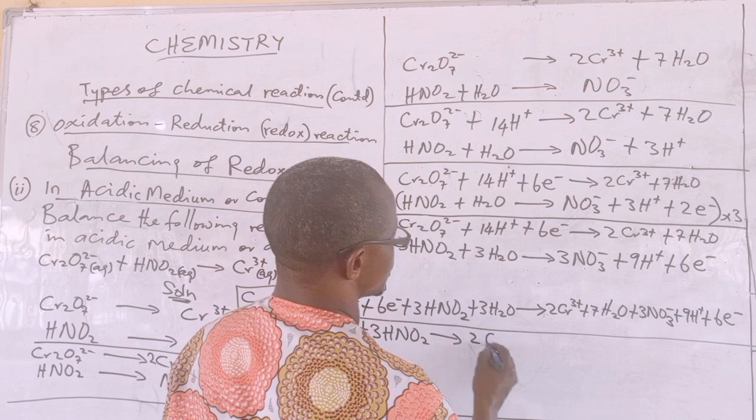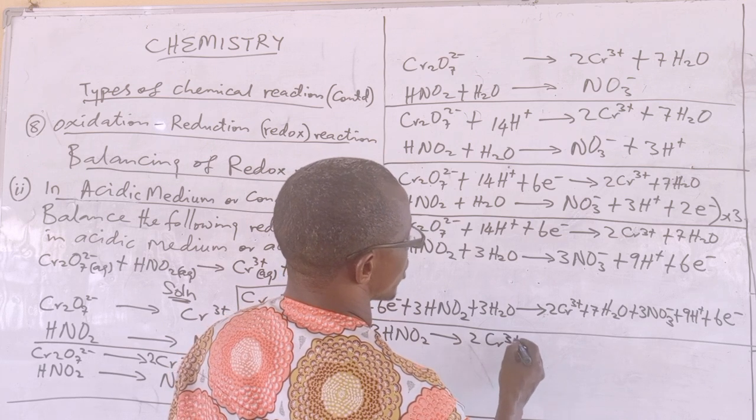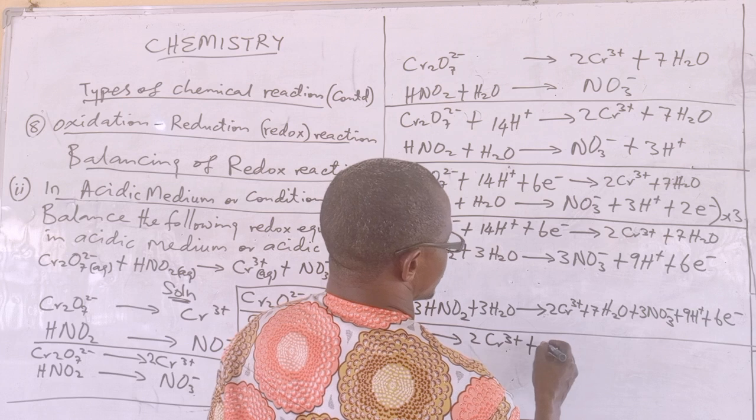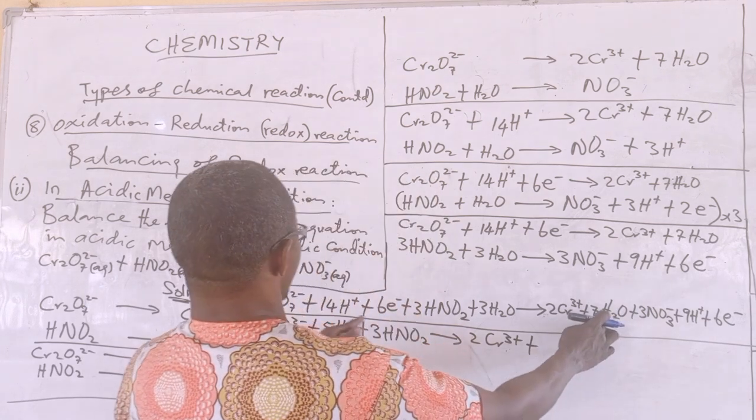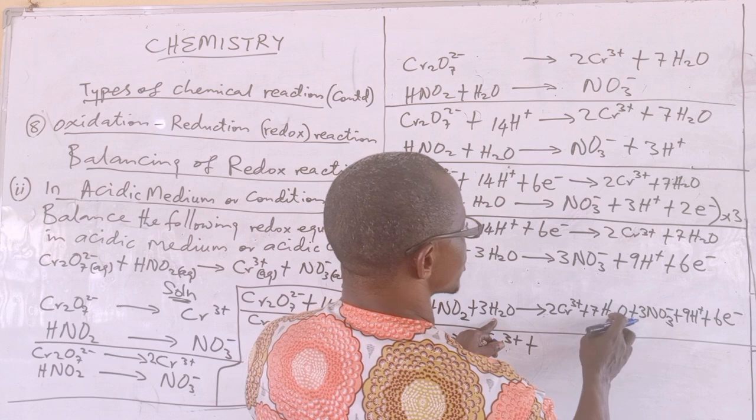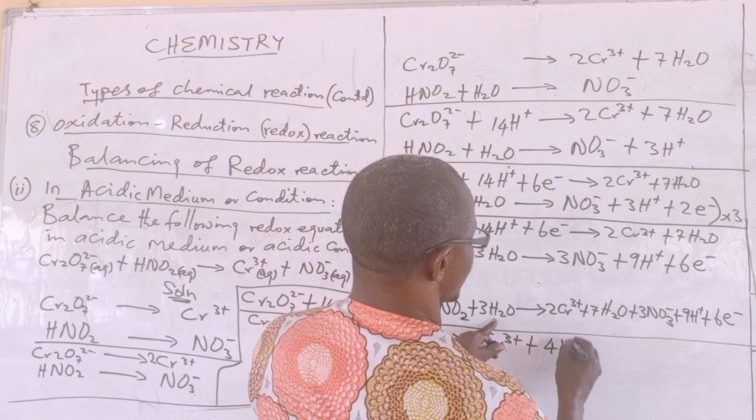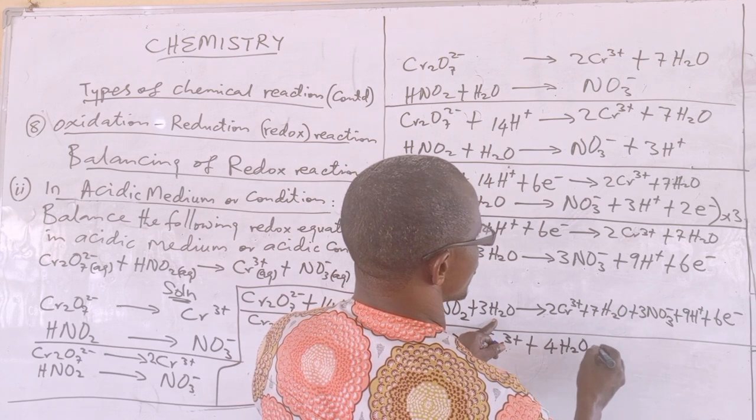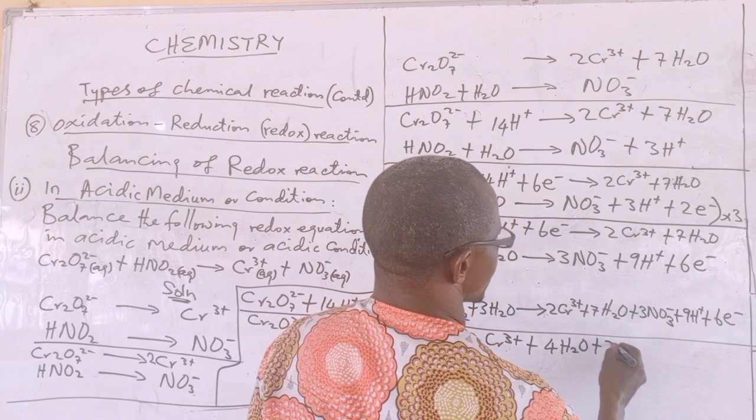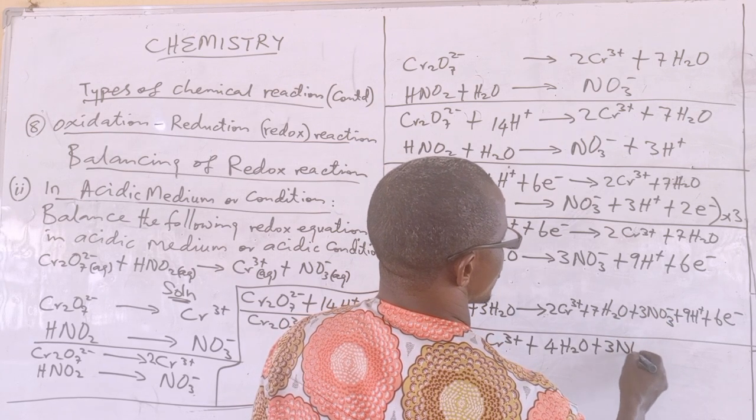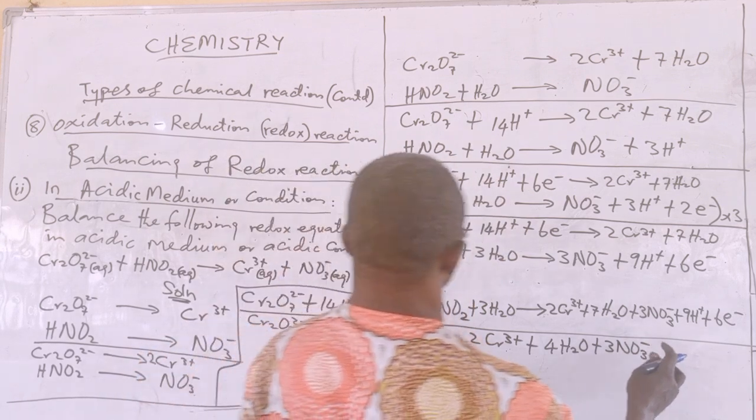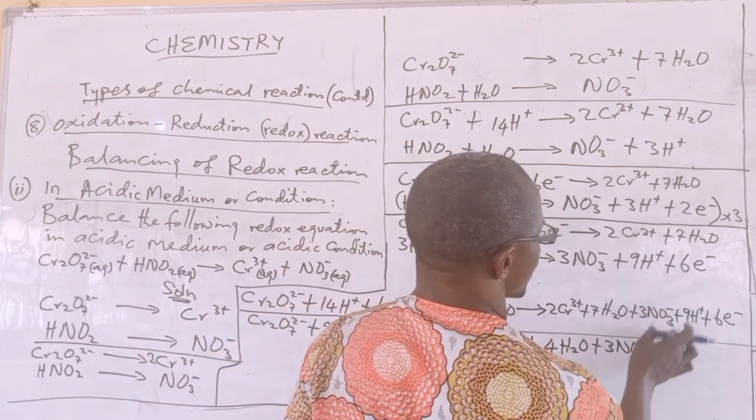We have 2Cr3+. Remember, 3H2O here, cancel 3 from here. So you are left with what here? 4H2O. Now go here, 3NO3-. Since we don't have this species here, we brought it down.